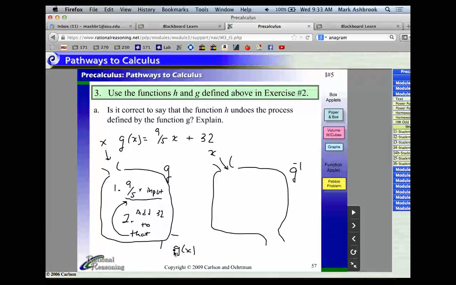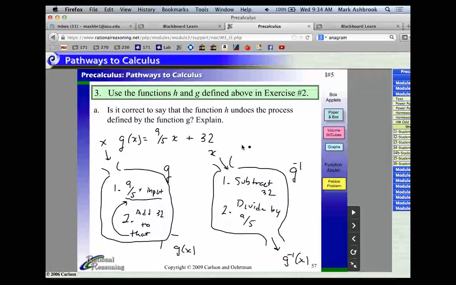You're going to subtract 32. See, it's going to undo it. So it's like going backwards through the machine. So the first thing you're going to do is subtract 32. And then what's the next thing you're going to do? Divide. You can say divide by 9/5 or multiply by 5/9. Well, let's say divide. I like divide by 9/5 because it's truly the undoing. So you're going to divide this whole thing by 9/5, and you're going to get G inverse of x.